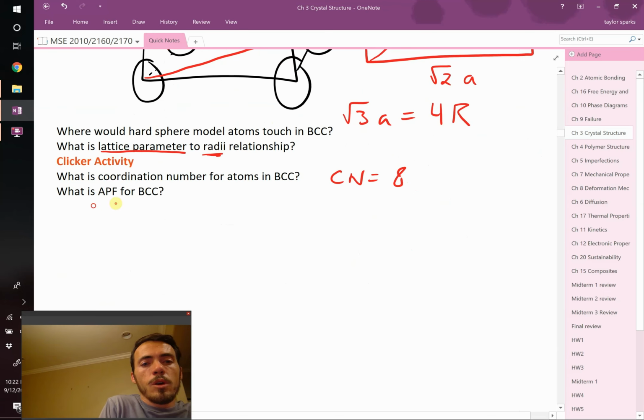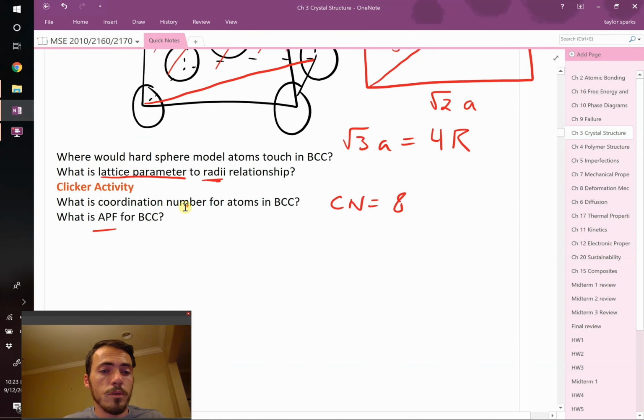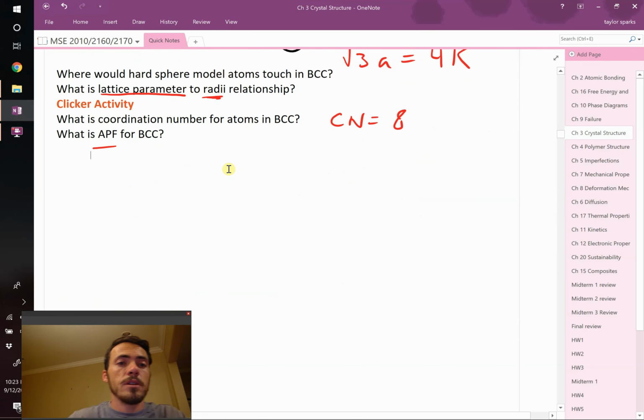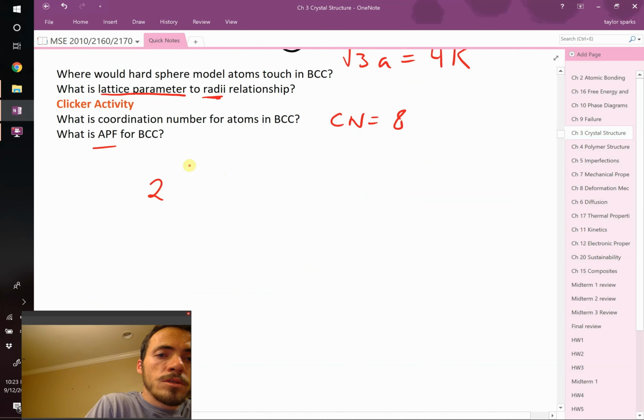What about the atomic packing factor? To figure out the atomic packing factor, remember that's the volume of the atoms divided by the total volume. So you need to figure out how many atoms there are. There's 8 on the corners, just like before, 8 times 1/8, plus there's 1 that's completely inside. So you've got 8 times 1/8, that's 1, plus 1. There's only 2 atoms per unit cell here. So let's go ahead and write this out. We've got 2 atoms per unit cell.